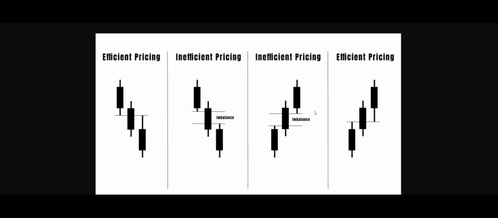If we just look at these two, inefficient and efficient, what you see from this one is the wick of the high and the wick of the low of the third candle just don't meet. And if you look at this efficient pricing, the high of the wick on the first candle and the low of the wick of the third candle do meet. They don't have to meet, but they just do. So that is efficient pricing.